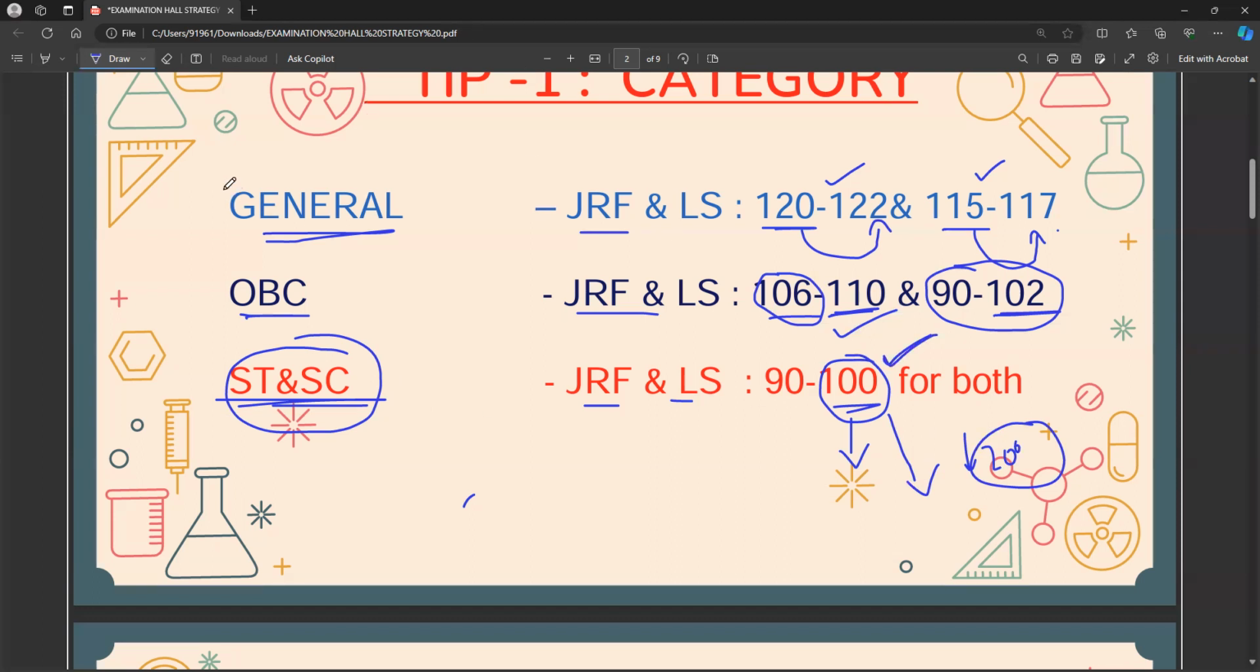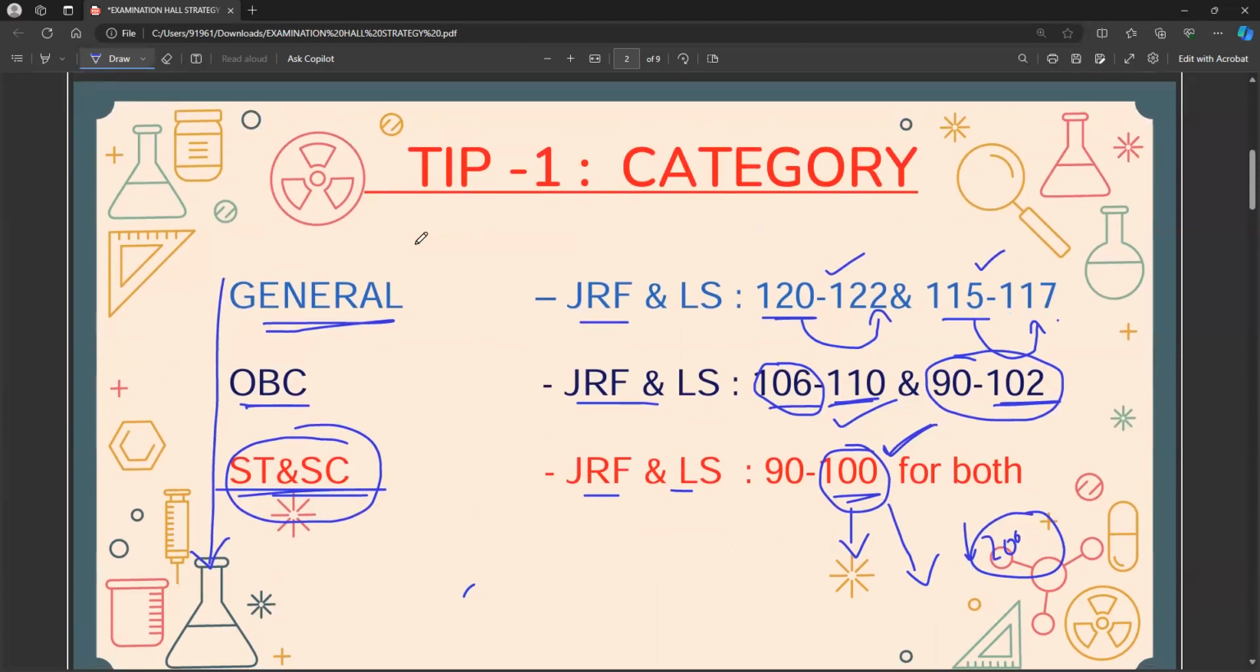So according to your category, now you remember how many marks you have to get. Based on that only, let's try to understand how many questions we have to answer. Okay, first point: understand your category.